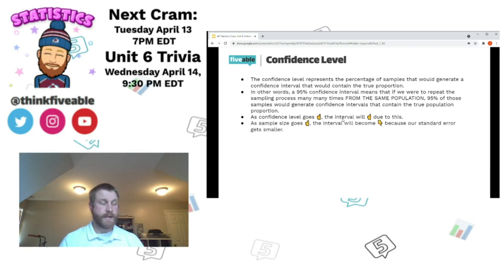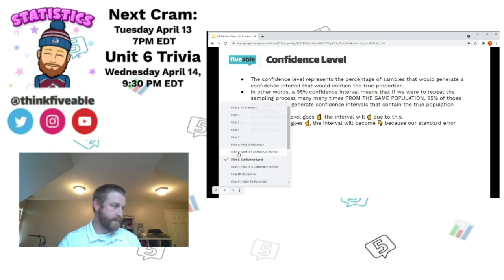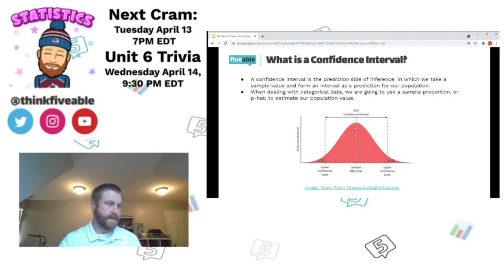And then the other connection here is what happens to the interval as our sample size goes up. So if I increase my sample size, our interval is going to become smaller. That's changing the whole normal curve there, because as the sample size goes up, that is going to affect our standard deviation.